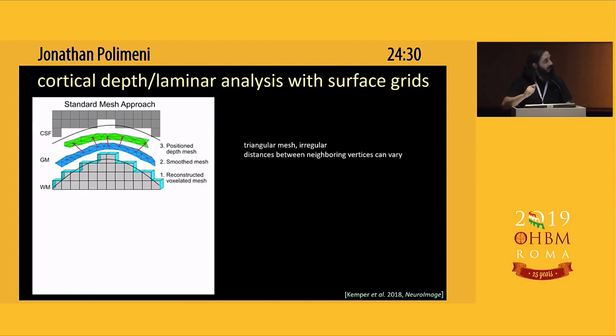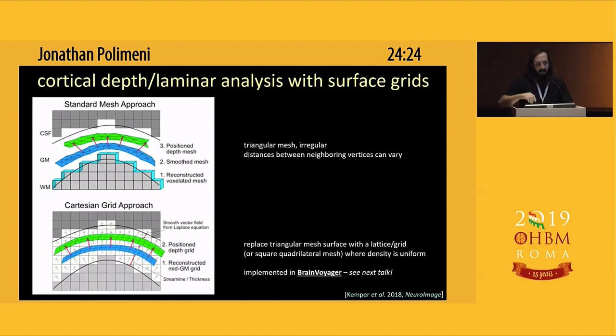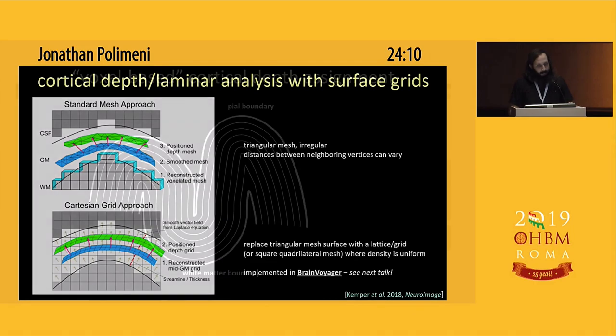This is recent work from Valentin Kemper, in which he also looked at the regularity of the distances between neighboring vertices on the surface, and how they can vary across the folds. So the solution proposed and implemented in FreeSurfer is to replace this triangular mesh with a lattice or grid, or what I'd like to call a square quadrilateral mesh, where the density is uniform. So I think we'll be hearing more about that in the next presentation.